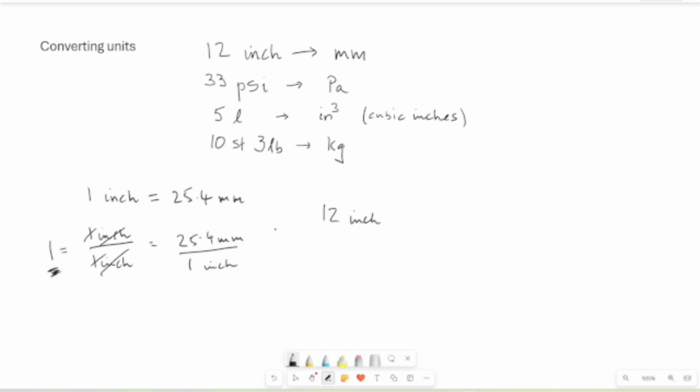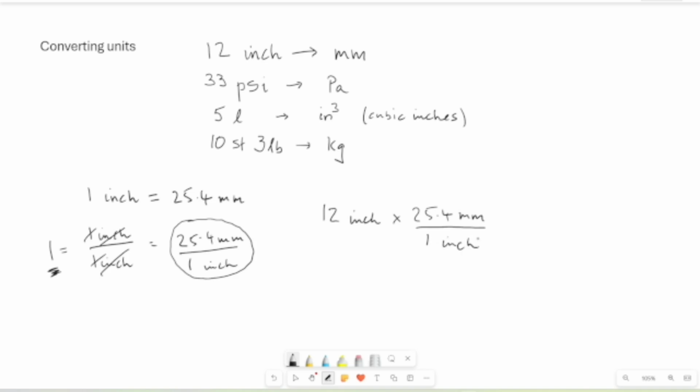And when I multiply 12 inches by 1, I'm not changing anything about the 12 inches. Anything multiplied by 1 is whatever it was to start with. But instead of writing 12 inches times 1, I'm going to replace the 1 by this expression, which is equal to 1. So we'll get rid of that 1, and we'll write, instead of the 1, 25.4 millimeters divided by 1 inch.